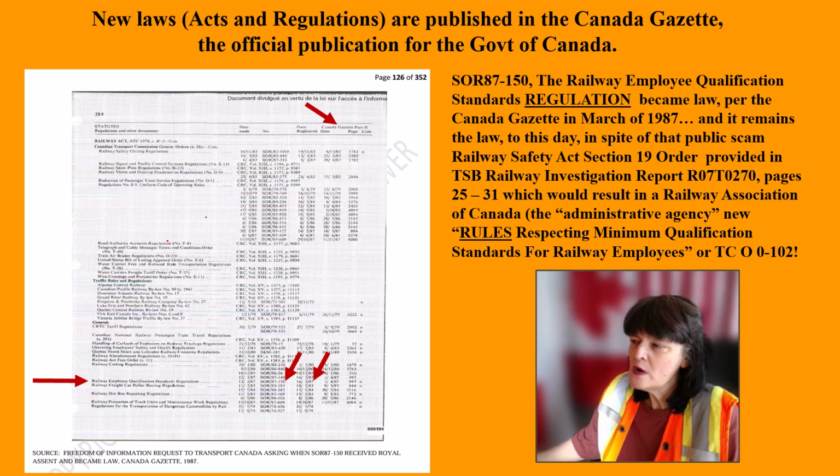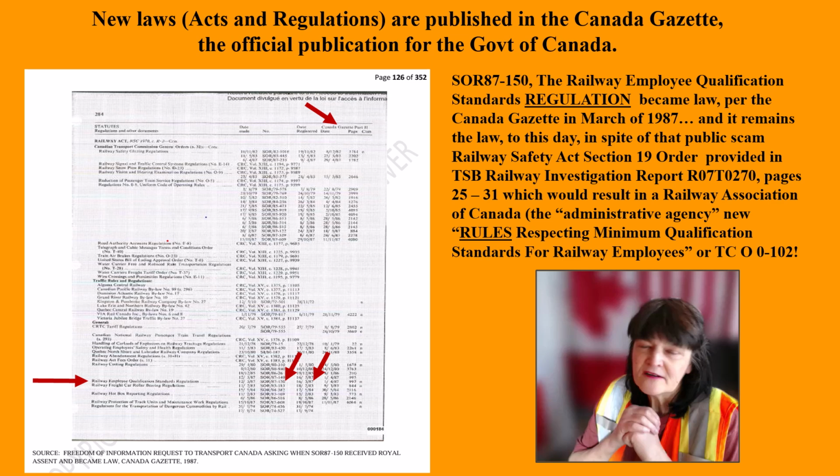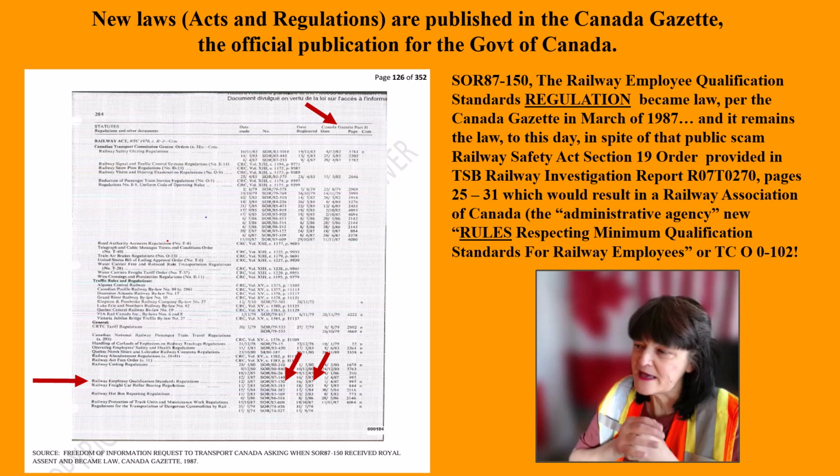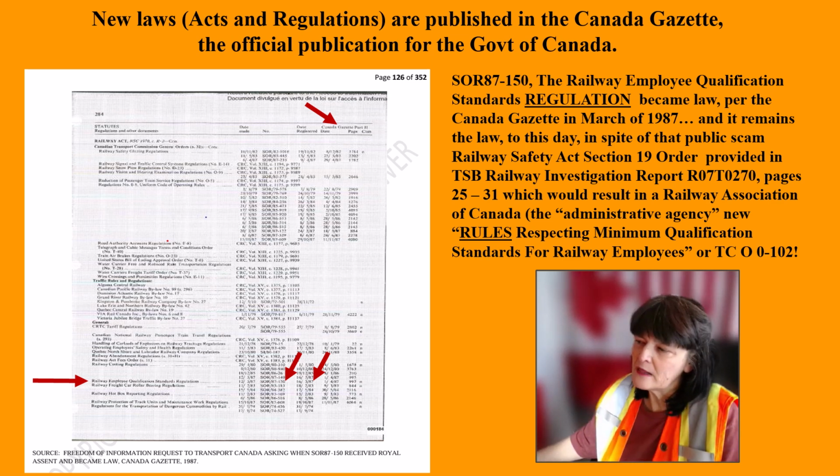And that is in spite of what I call that public scam known as the Railway Safety Act Section 19 order, which was provided in the Transportation Safety Board Railway Investigation Report R07T0270, which is the report tied to the Mackyard incident outside of Toronto in 2007, which resulted in the supposed overhauling of all training programs in the rail industry.